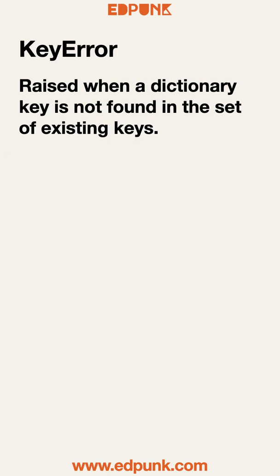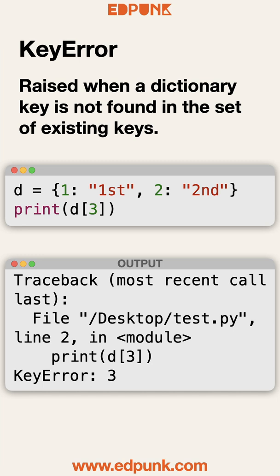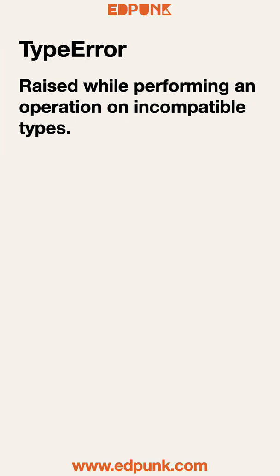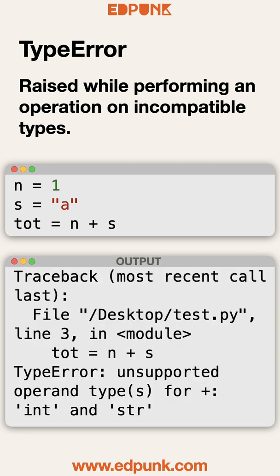A key error is raised when a key is not found in a dictionary. For example, let us create a new dictionary D with keys 1 and 2 along with the corresponding values string first and string second. If we execute print D[3], a key error is raised as there is no key integer 3 in the dictionary D. A type error is raised while performing an operation on incompatible types. For example, let us assign 1 to n and string a to s. If we execute the assignment statement tot = n + s, it raises a type error as we are trying to perform an illegal addition operation on a string and an integer.